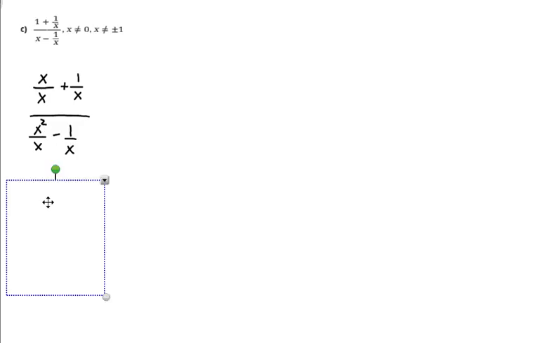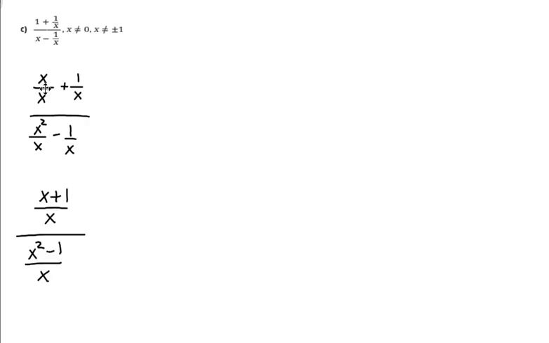Okay. The next thing that we're going to do is combine these. So we have x plus 1 over x in the numerator, which is what we get down here. Then we have x squared minus 1 in the numerator over x. Okay, our next step is to rewrite this. I always like to rewrite it so that it's easier to follow. So we have x plus 1 over x in the numerator divided by this whole thing.